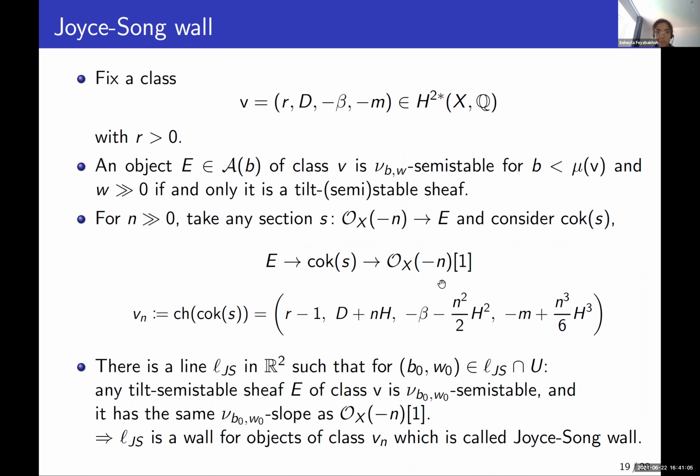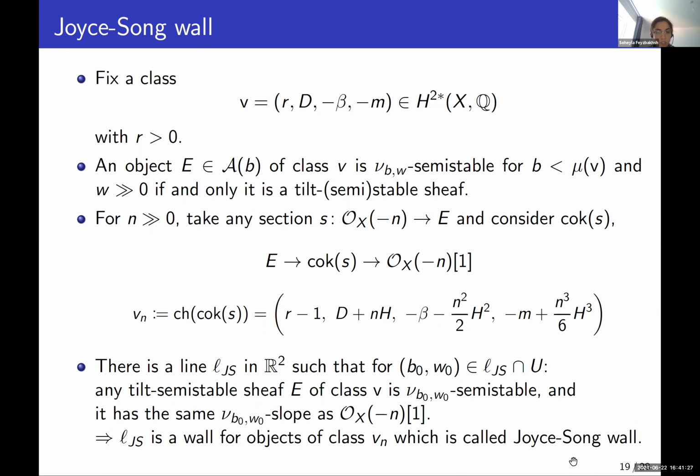So by definition of the walls, this line LJS is a wall for objects of class Vn, which in particular destabilizes all cokernels of these Joyce-Song pairs. And that's why we call this wall a Joyce-Song wall.